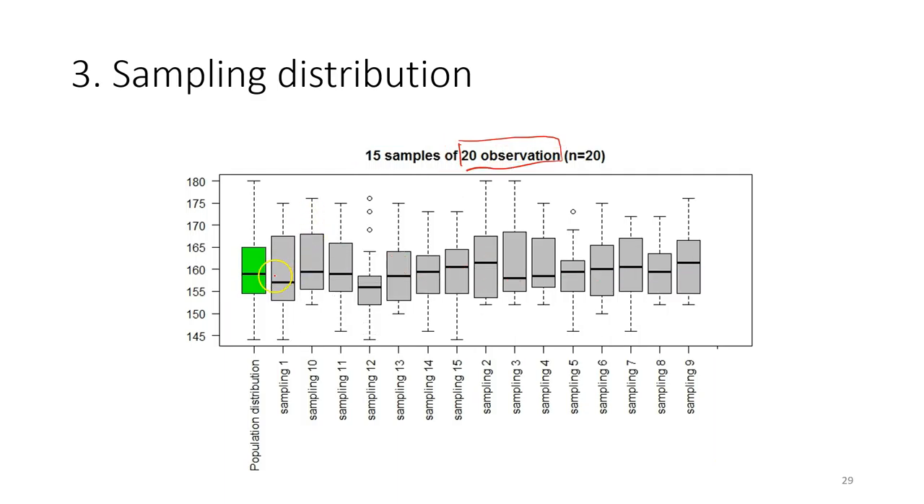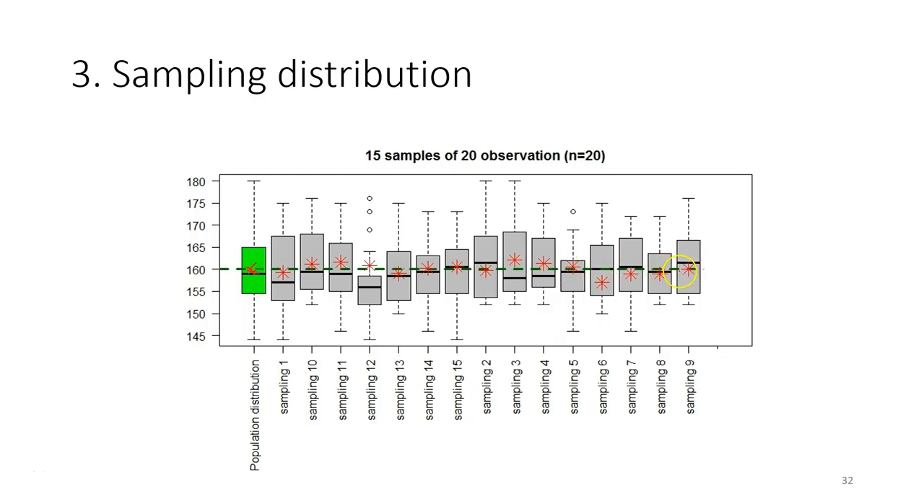Similarly, we still have the population. It's exactly the same population that we used just now. The difference is that for each sample we now have 20 observations. We still calculate the statistic for each of these samples. And as you can see, the mean of each sample is slightly different from the population mean, which is the green color line. This is the population mean. If you do this, you can see it is slightly different.